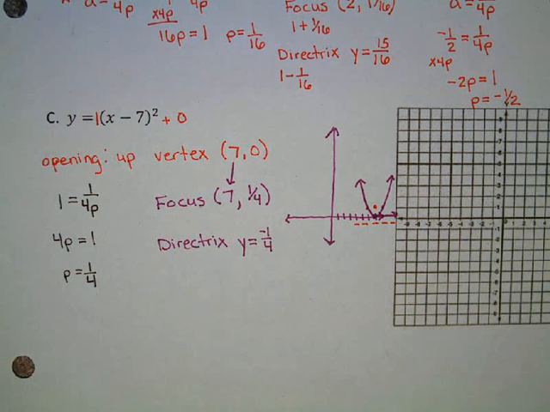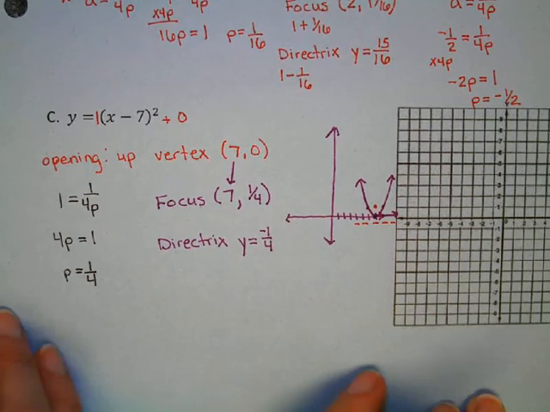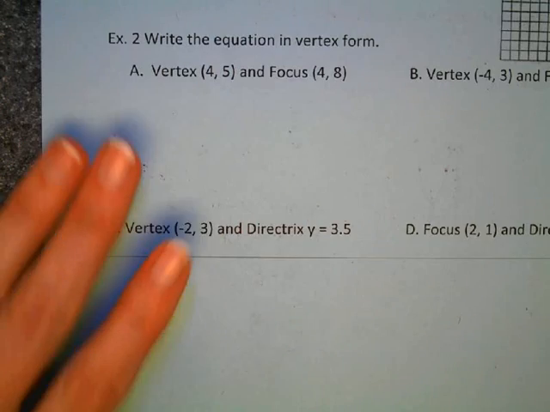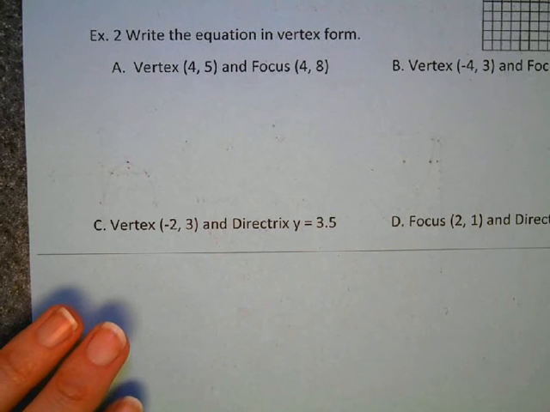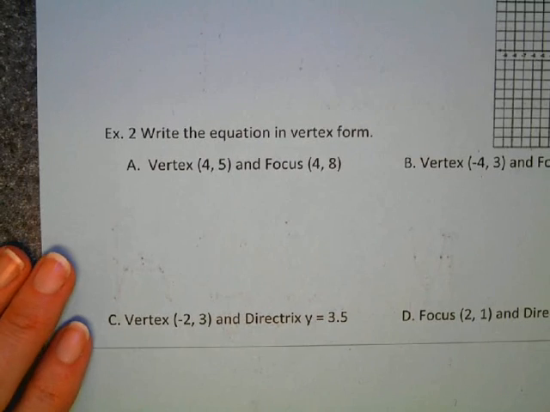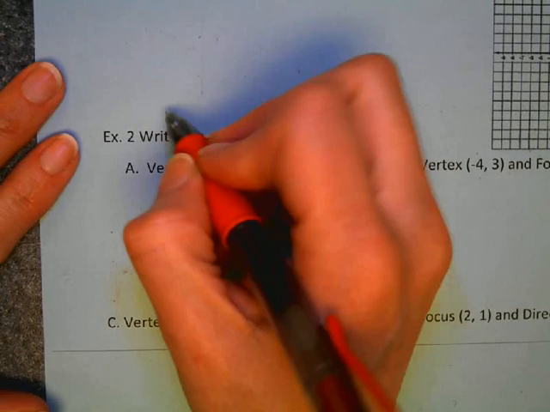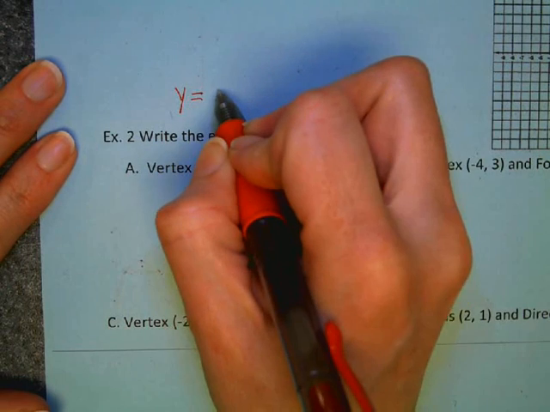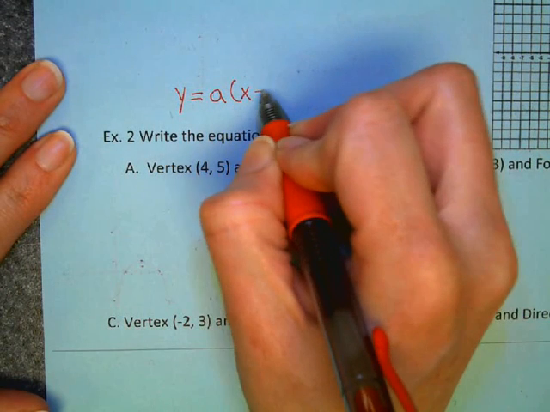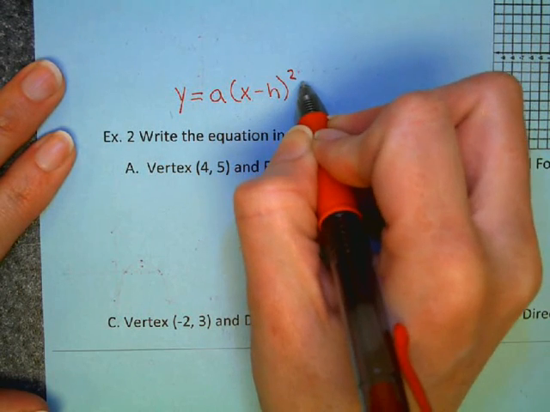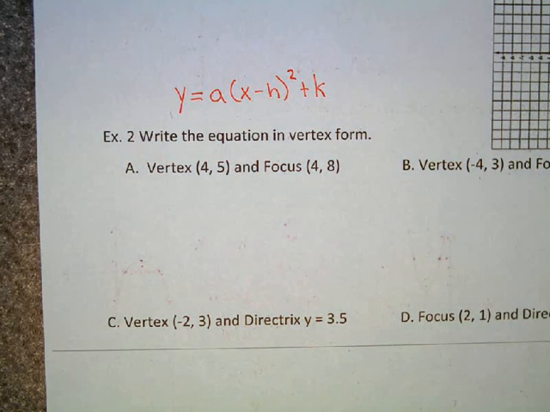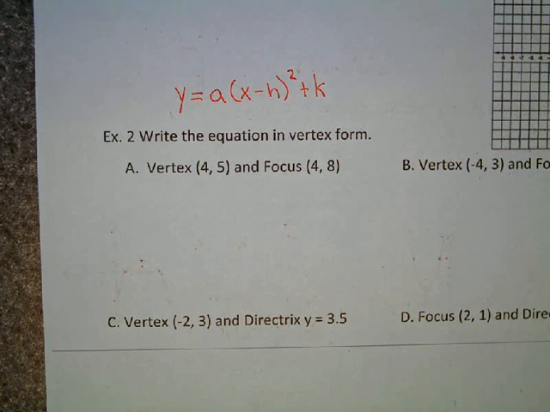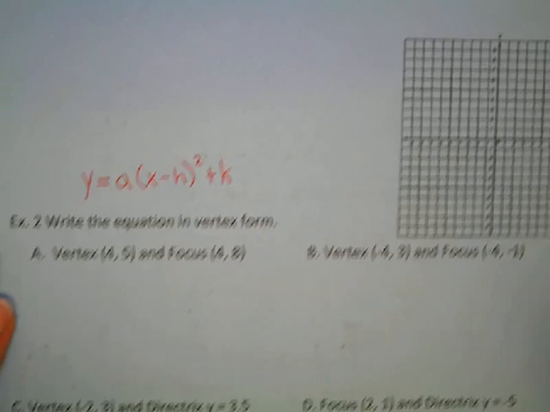Alright, let's try the next one. Again, the graph's just there for us to have somewhere to graph these. This time, I'm going to go ahead and write the equation. Y equals, this is vertex form, because our goal is to write the equation in vertex form. So I'll start by plotting the points on this graph. I have the point (4, 5) and (4, 8).